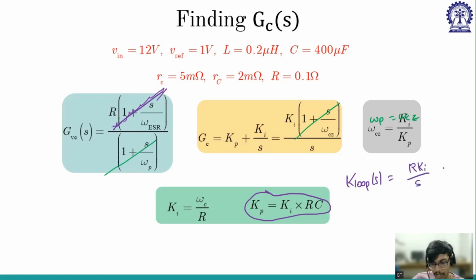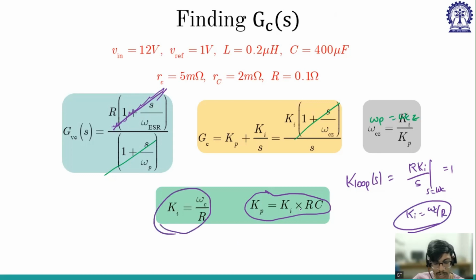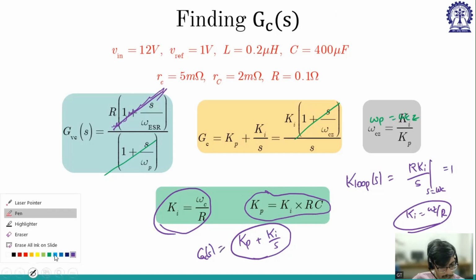So if you equate it to 1 at S equal to omega C, you will get Ki is omega C by R. So from the small signal model, I got Ki, I got Kp. So my Kp I know, Ki I know. So now I will get Kp plus Ki by S, right? Which is Gc of S. So I have designed the PI controller tuning using the small signal model.